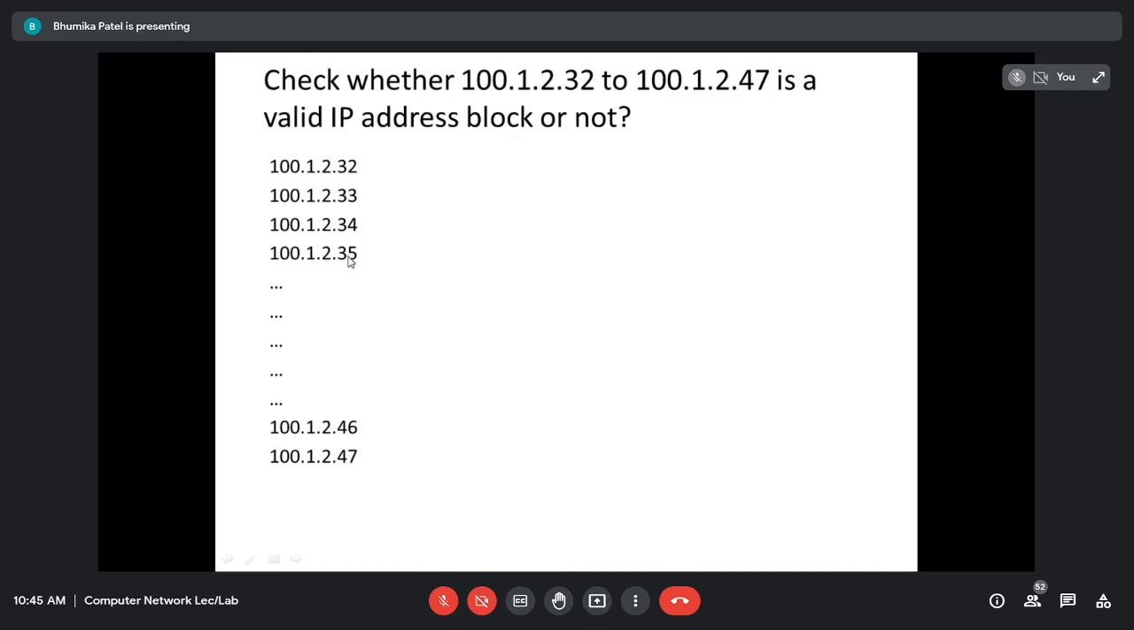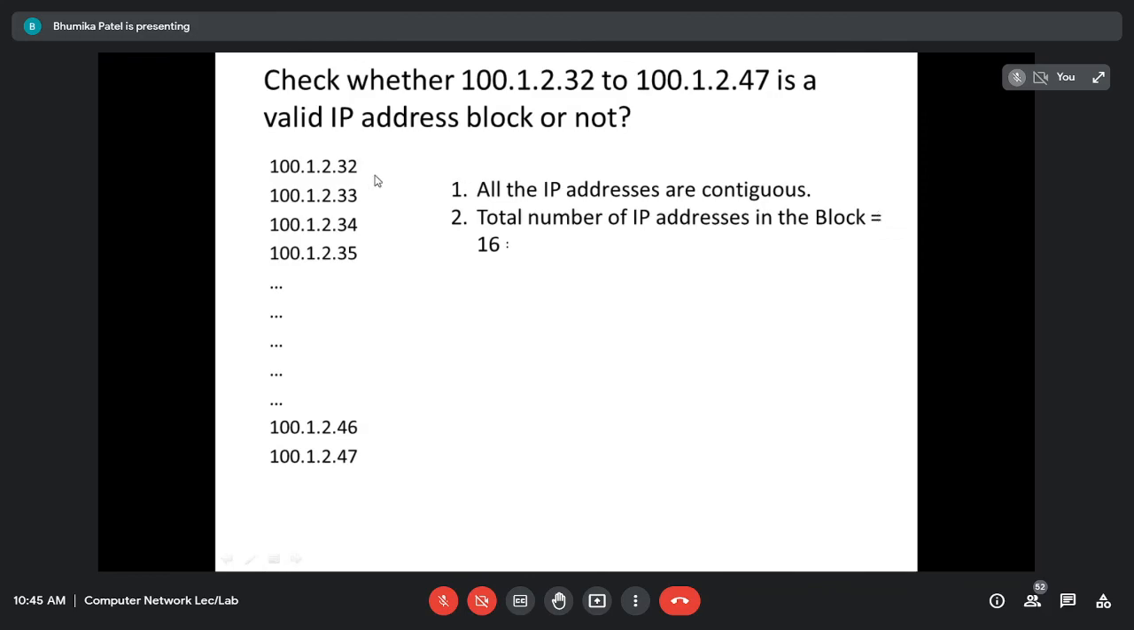So the first rule to satisfy: all the IP addresses are contiguous, right? They are in continuous numbers. The first rule is satisfied. Second, the size of the block is what? Power of 2. So if you find out 32, 33, 34, total કેટલા IP addresses છે? 16, right? 32 to 47, total 16 IP addresses are there. So 16 can be represented as a power of 2, right? 2 raised to 4. Are you getting this? Yes, ma'am. The second rule is also satisfied.